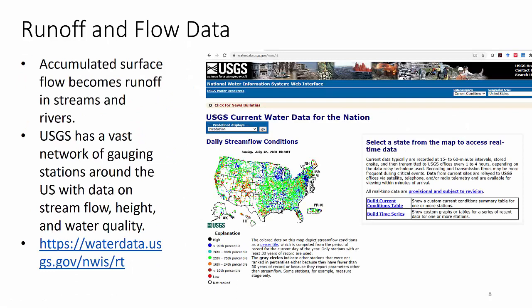The United States is blessed with some of the best hydrologic data anywhere in the world. We have a cumulative surface flow, that is runoff, in our vast networks of rivers and streams from the United States Geologic Survey, USGS. Their locations are indicated in the website here. They're recorded at 15 to 60 minute intervals, stored on site and transmitted to USGS offices every 1 to 4 hours. Real-time data are provisional, subject to revision because they haven't been reviewed and approved. They have current condition tables and time series data available. So the colored dots on the map are the stream flow conditions as percentiles, which is computed on the period of record for the current day of the year.